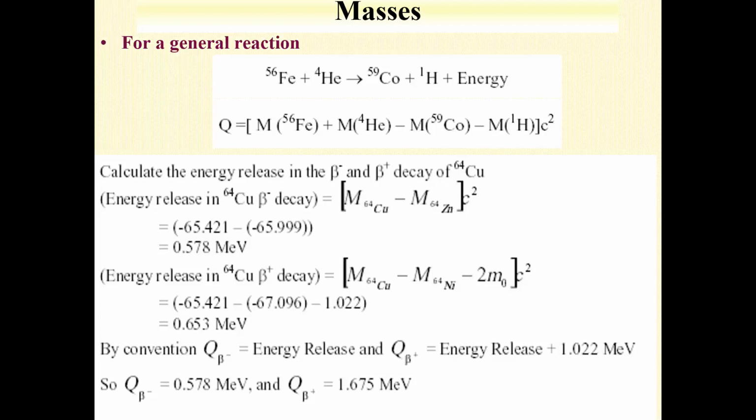Let us look at the order of the energy. The energy released in beta minus decay is about 0.578 million electron volt. Round it off, 0.6 million electron volt. Further, near half of a million electron volt. What is the energy released in copper beta plus decay? 0.653 million electron volt. Round it off, 0.7 million electron volt. Yeah, a little bit more than half of an MeV.